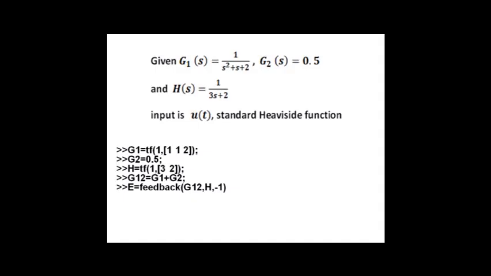Here, our input is u(t), the standard Heaviside function. We would like to find the equivalent function. How do we find it? It is the repetition of clip 42 commands with different transfer functions. So the workspace variable E keeps the equivalent transfer function for the whole block diagram.